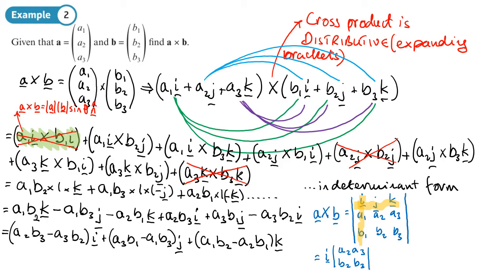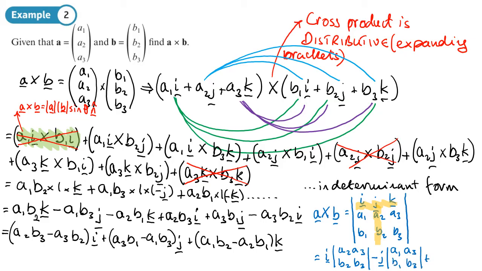And then remember it's minus the second element times its minor. So let's just get rid of those. And let's work out what its minor is. If we cross out all those elements there in the j row, that minor would be a1, a3, b1, b3.